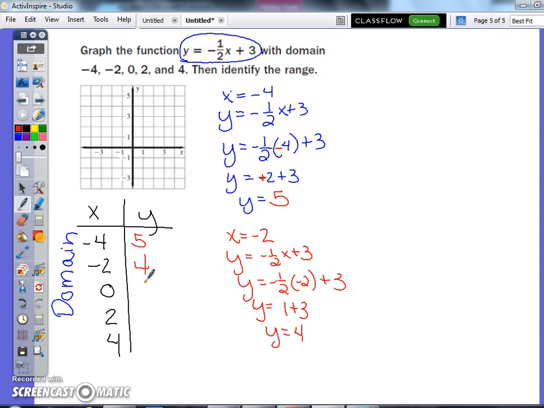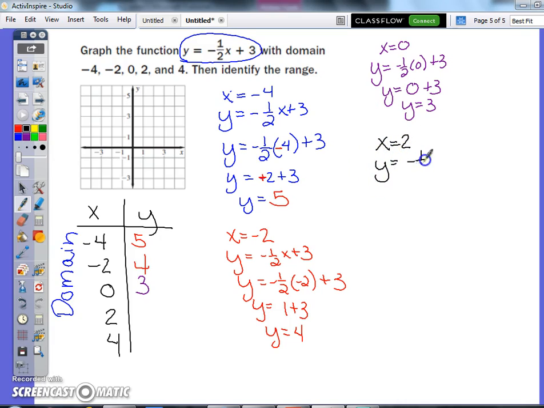All right, building my range. We're going to plug in x equals 0. So y equals -1/2 times 0 plus 3. Anything times 0 is 0. So y just equals 3. Then when x is 2, we get y equals -1/2 x plus 3. Now here x is 2, so y equals -1/2 times 2 plus 3. Well, -1/2 times 2 is a -1 plus 3. So y will equal +1.